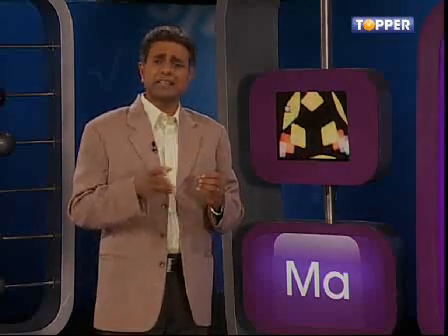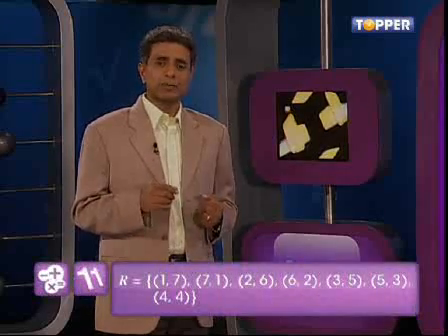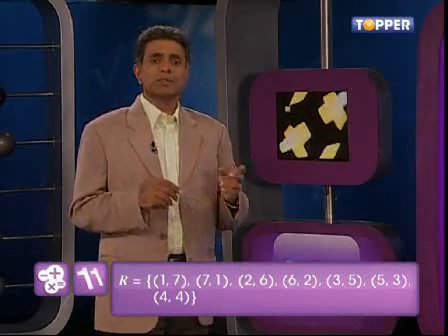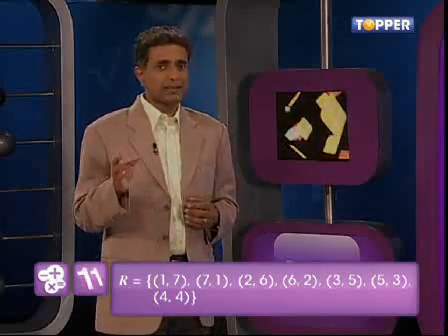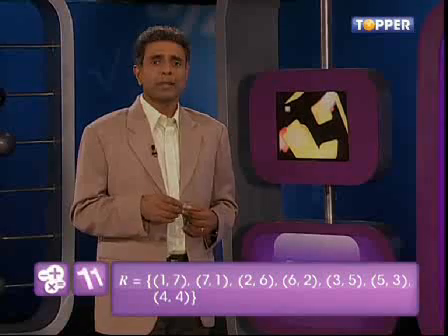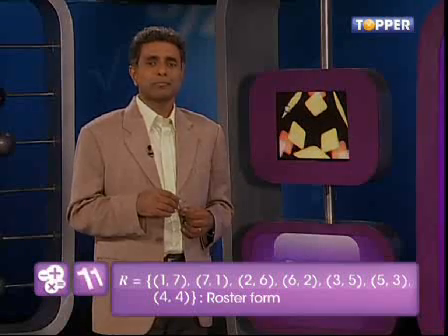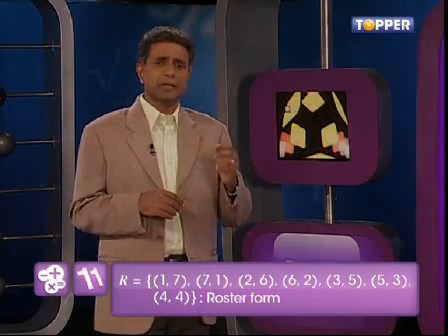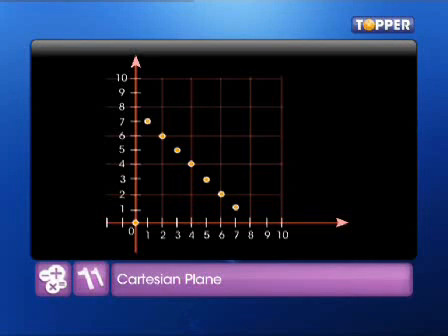Alternatively, we can simply list out the elements. Fortunately for us, this listing is finite. Let's try it. We have R equal to {(1,7), (2,6), (3,5), (4,4)}. The sum of all the elements in these ordered pairs, if you look at it, is 8. And you guessed it, that's the roster form of the relation R. We have other mechanisms to visualize a relation. Here's the relation R in an arrow diagram. Here's one in a Cartesian plane.